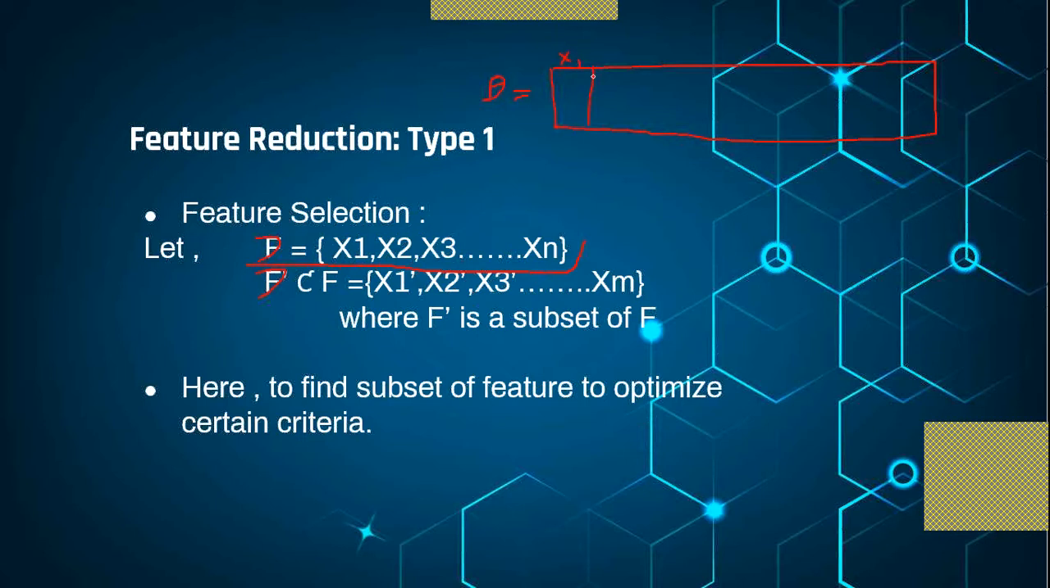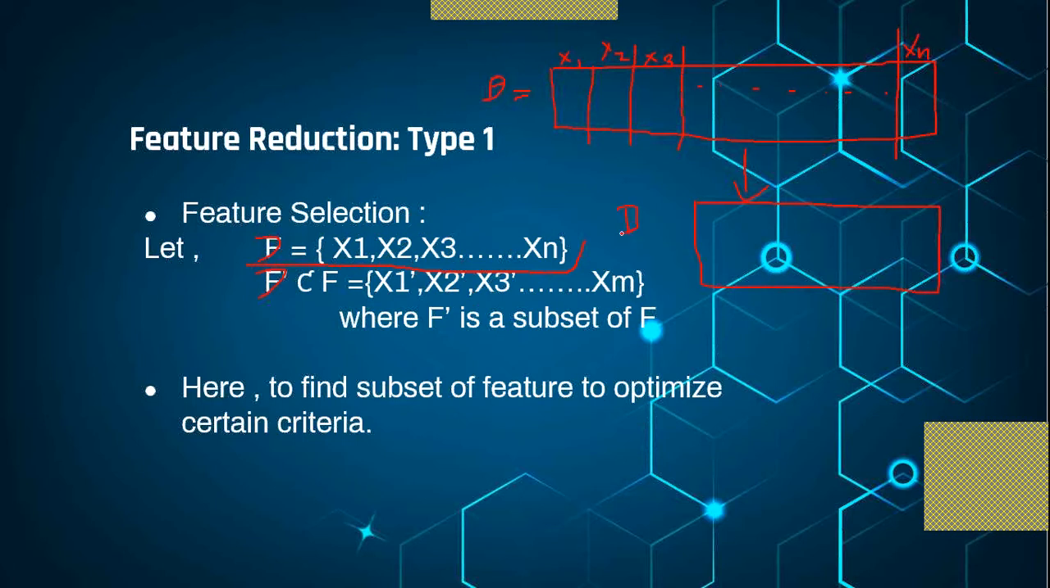So this is a data set, and how many features are there? There are X1, X2, X3, up to Xn features available. Out of these Xn, you have to select the important features, and now this is my new data set.